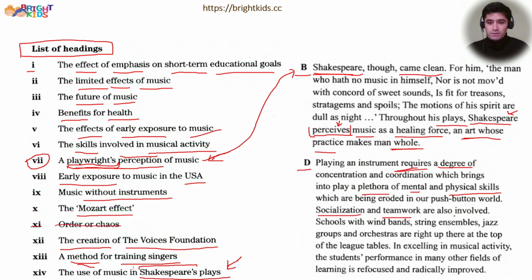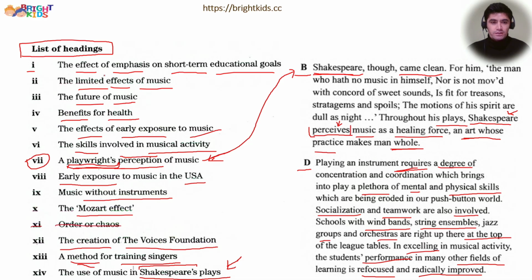Socialization and teamwork are also involved. Schools with wind bands, string ensembles, jazz groups, orchestras are right up there at the top of the league tables. In excelling in musical activity, the students' performance in many other fields of learning is refocused and radically improved. Right, so I've actually highlighted so many words here, but let's try to compare the information with the headings.